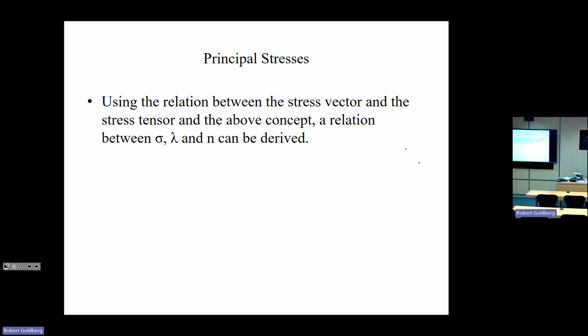Using the relationship between the stress vector and the stress tensor, we can develop an expression which will lead us to be able to find the principal stresses. We know in our general definition that our stress vector is equal to the stress tensor multiplied by the normal vector, and by the definition we just talked about for the case of principal stresses, it's also equal to this scalar lambda times the normal vector.